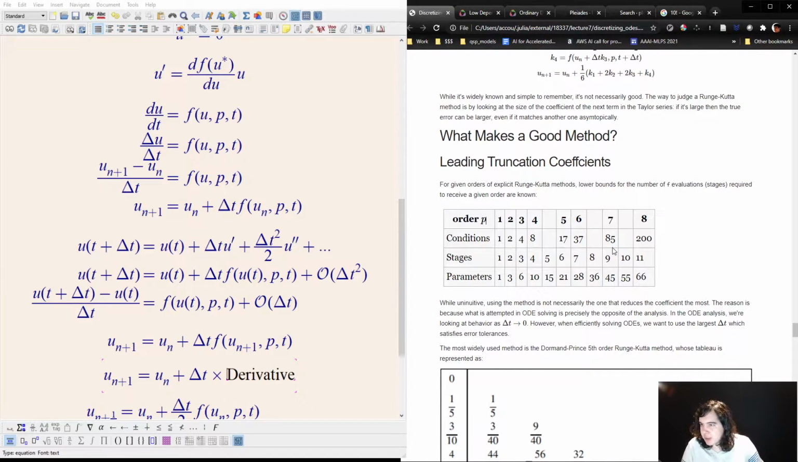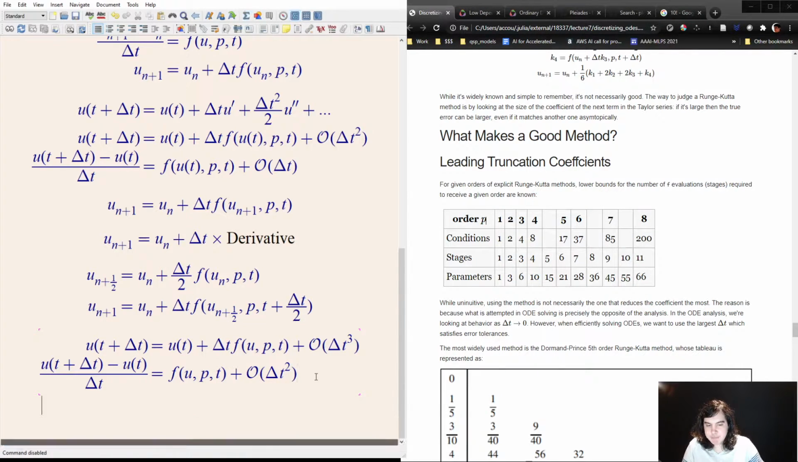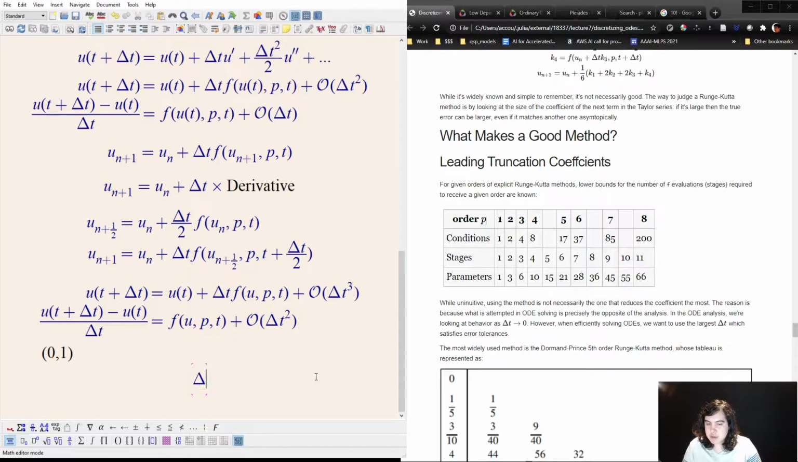But does that mean that a higher order method is always more efficient? So we need to start thinking about what efficiency means in this context. If I know I want to go from 0 to 1, my constraint is I want to get to 1 as fast as possible. So why don't I just use delta t? Why don't I just use delta t equal to 1?